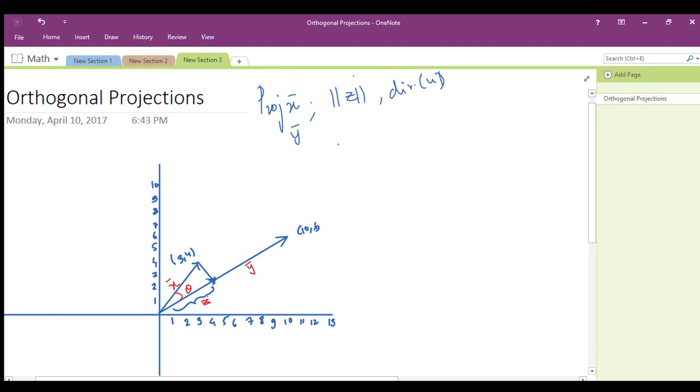So here you have modulus z or magnitude z from this right angle triangle. You can easily say it is equal to the magnitude of x into cos of theta, right?